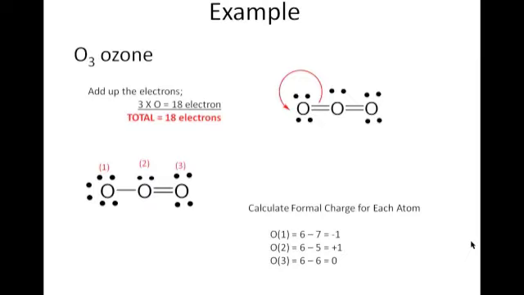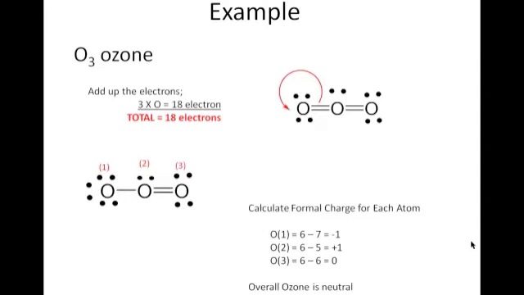or minus 1. My central oxygen, oxygen number 2, starts with 6, and I assign 5 because I have 3 bonds for 3, a lone pair of electrons for 2 more, so that's a total of 5. 6 minus 5 is 1. Oxygen number 3 again starts with 6 in the valence shell minus the number that I'm going to assign to that oxygen, which is 4 for the 2 lone pairs plus 2 more for the 2 bonds, so this becomes 6 minus 6 or 0.